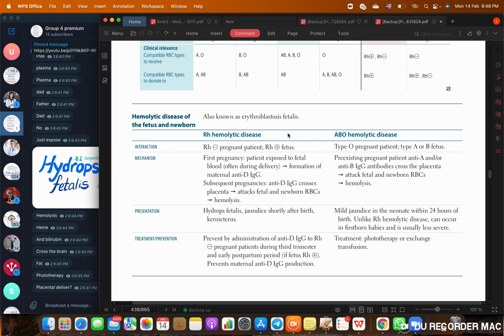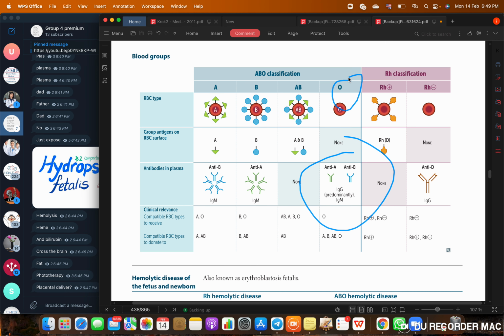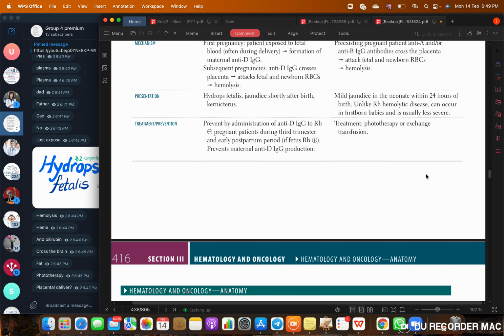So I want you to know one thing. This one is much more lethal than this one, okay? So the presentation will be a mild jaundice because of an indirect hyperbilirubinemia in neonates within 24 hours of birth. Unlike the Rh hemolytic disease, which is this one, it can occur in the first babies and is usually less severe. Why in the first babies? Because it doesn't really matter. A person who has blood group O will always have the antibodies. But in the case of the Rh negative mother, she needs an initial exposure.